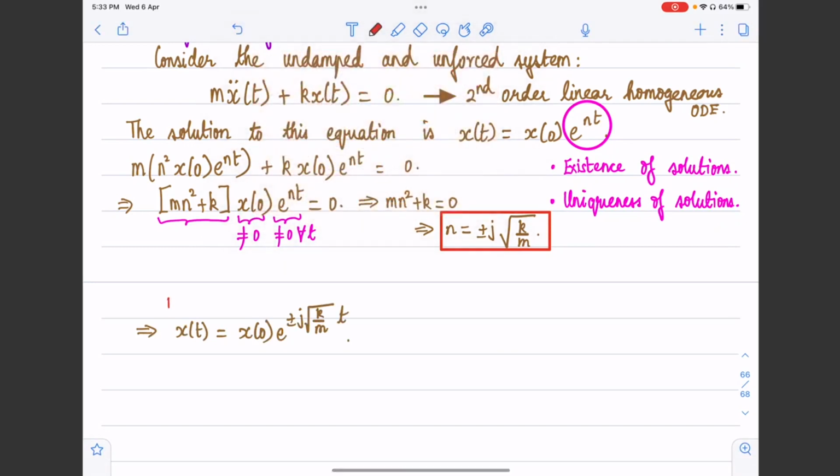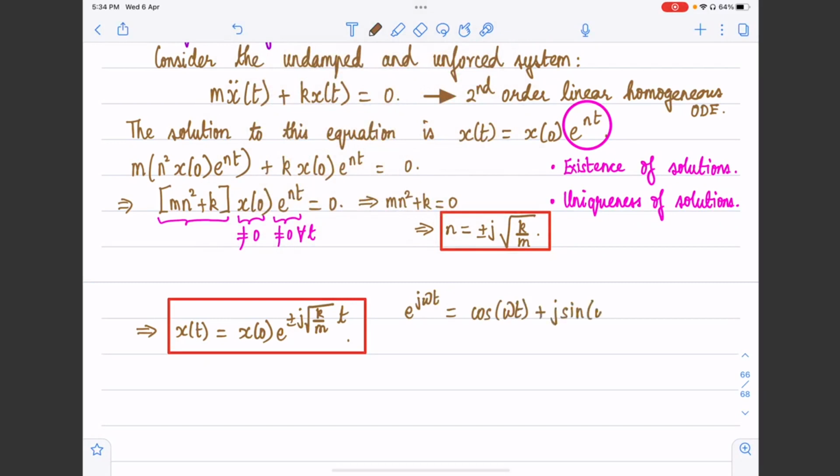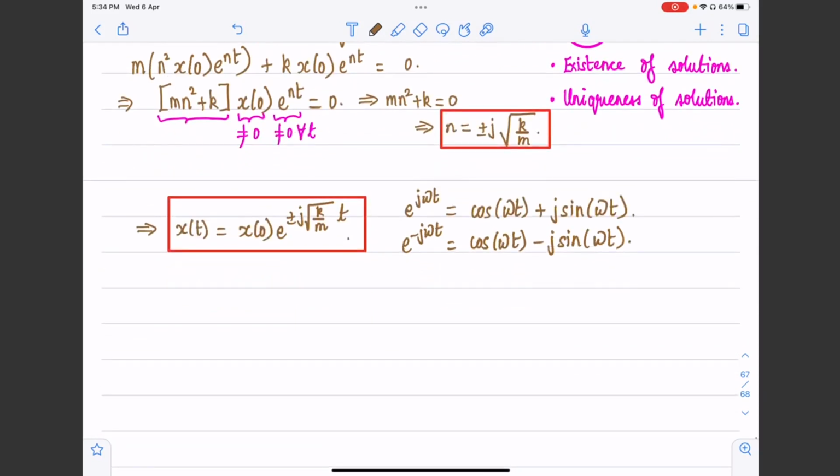And from here we can immediately realize why we get the natural frequency as square root of k by m. Why is that? Because we can see that this is a pure imaginary exponential term with a pure imaginary exponent, right? And from the so-called Euler's relation, e power j omega t consists of cos omega t plus j sin omega t, and e power minus j omega t is going to be cos omega t minus j sin omega t. So we can see that the solution is going to be an oscillatory solution, and the frequency of oscillations is going to be square root of k by m.